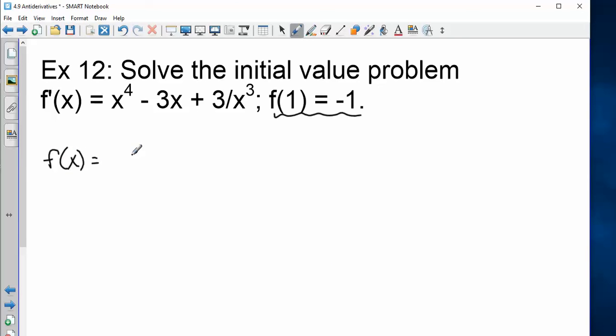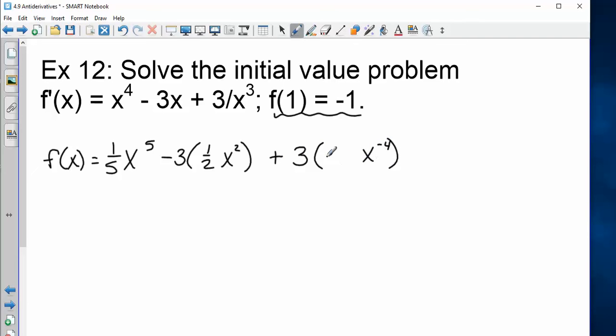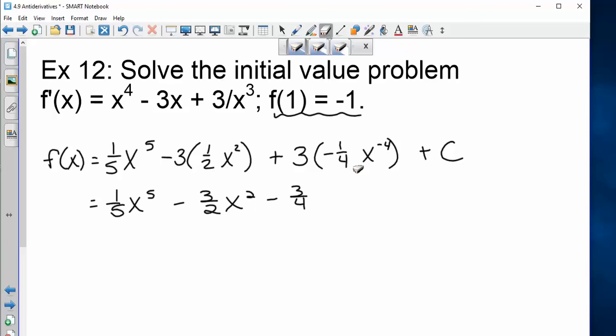So our antiderivative, x to the fourth becomes x to the fifth, so it needs a 1/5. X becomes x squared, so it gets a 1/2. 3 over x cubed, that's like x to the negative 3. So if you add 1, it's negative 4. So it's a negative 1/4 in front, plus c. Hold on. I subtracted 1 from my power, didn't I? Negative 3 plus 1 is negative 2. So this should be a negative 1/2.